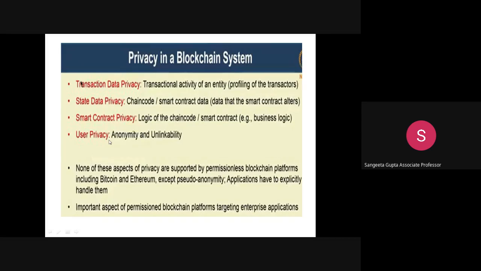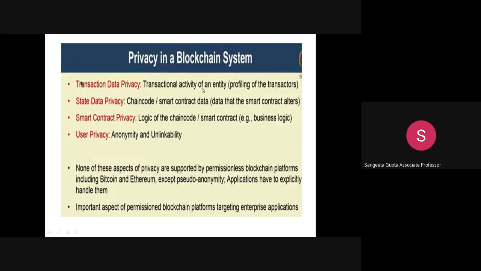Then user privacy, checking for anonymity and unlinkability. If they are not associated with that particular channel but a user is still trying to get involved, that is unlinkability. Anonymity is when they have come into the network but are not revealing their identity. All those things should be eliminated. So these are the 4 segments where privacy can be ensured in a blockchain environment.